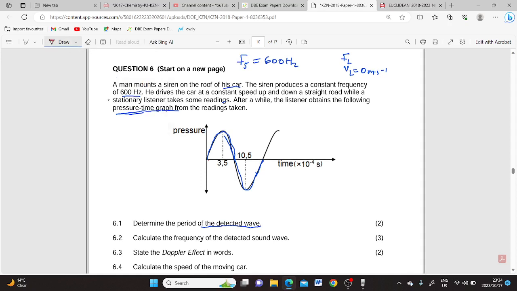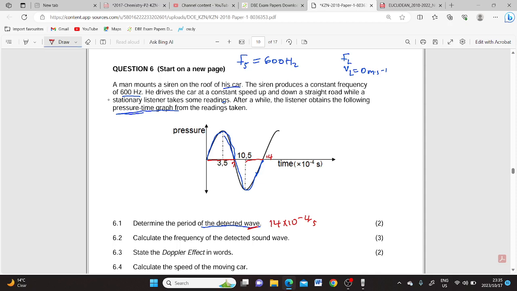Looking from here to here is 3.5. So, this being symmetrical, from here to here must add another 3.5, then it means we'll have 7 here. Now if we add 3.5 to 7, we're going to get 10.5. Then now to here, we're going to get 14. So it means the period of this is 14 times 10 to the power minus 4 seconds. That will be the period for the detected wave.